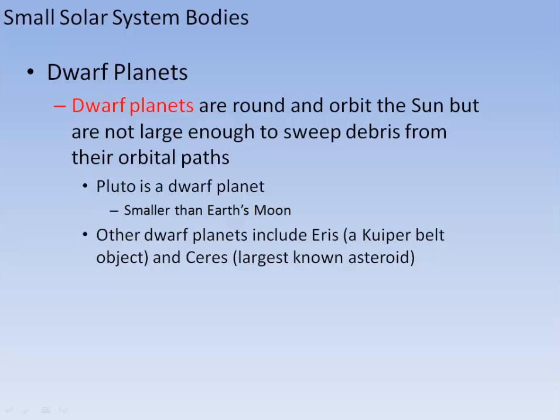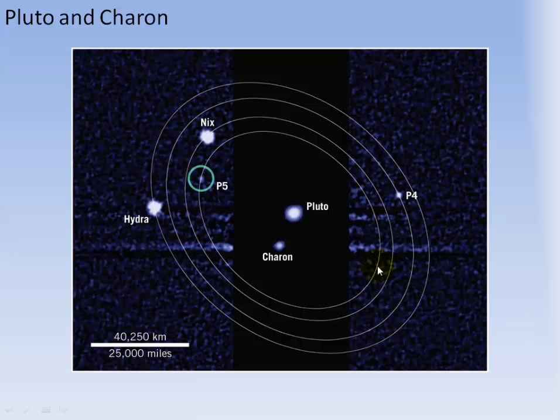Dwarf planets are round and orbit the Sun, but are not large enough to sweep debris from their orbital paths. Pluto is a dwarf planet. It's smaller than Earth's moon. Other dwarf planets include Eris, a Kuiper Belt object, and Ceres, the largest known asteroid. Here's a picture of Pluto, and Charon is one of its moons.